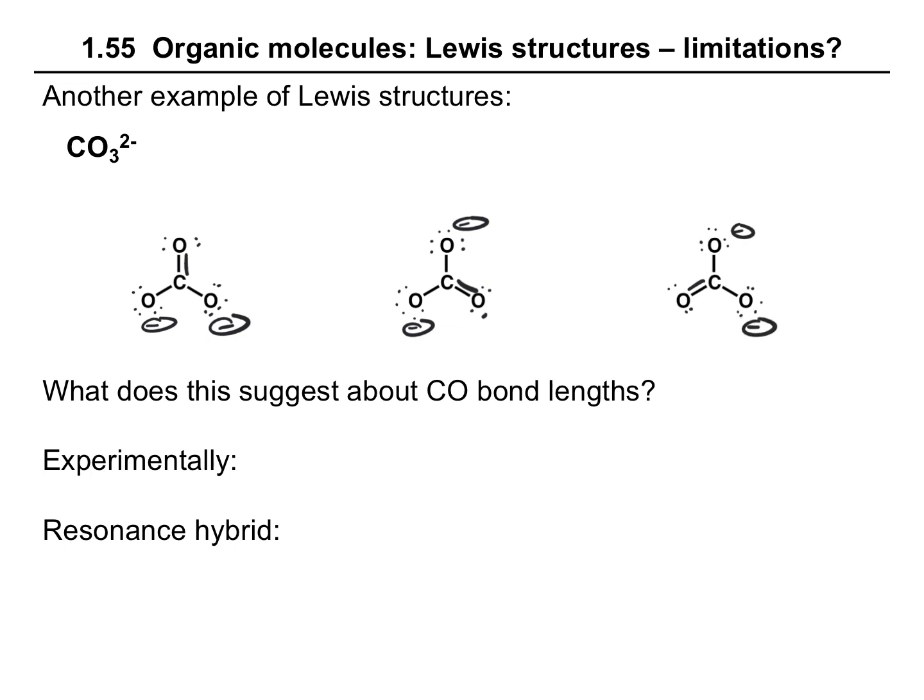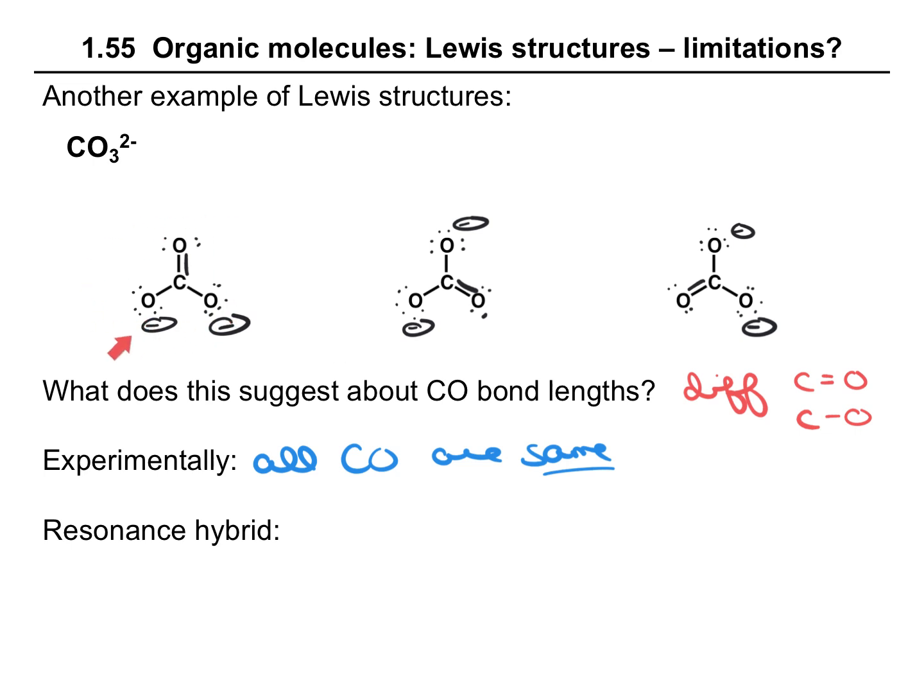Now, looking at these Lewis structures, here we have a carbon-oxygen double bond, and here we have carbon-oxygen single bonds. So these Lewis structures suggest that the carbon-oxygen bond lengths are going to be different. We would expect to have a short C double bond O and a longer C single bond O. But experimentally, it's been shown that all of the carbon-oxygen bond lengths in carbonate are the same. So what this tells us is that this is not an adequate representation of what actually exists.